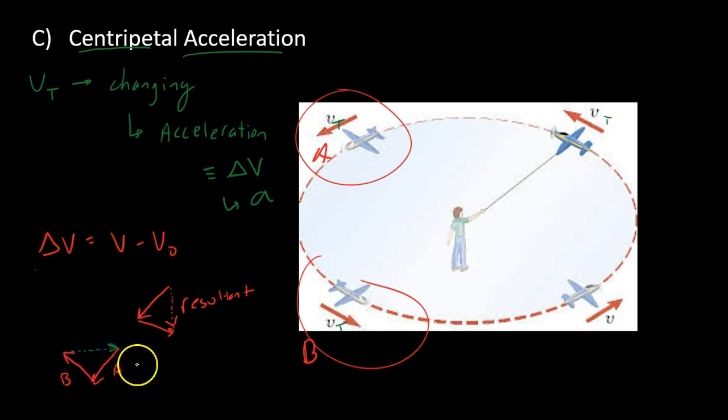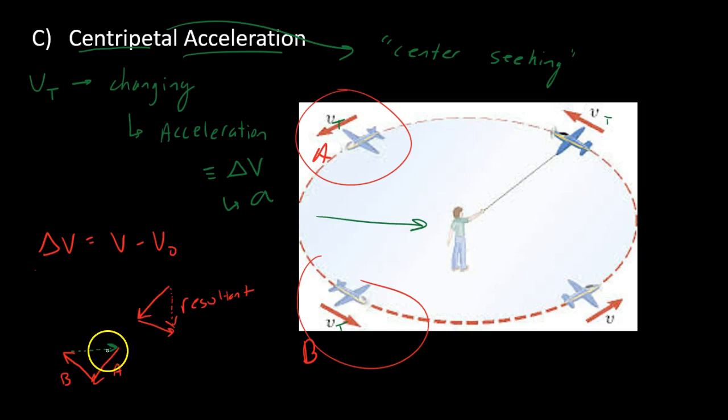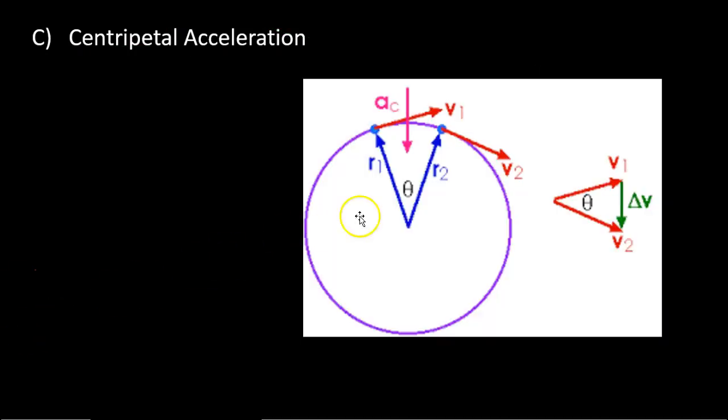I then connect. The word centripetal means center seeking. And this is why it's called centripetal acceleration. What direction is that change in velocity? It's towards the center of my circle. The objects are accelerating, and it's a little weird. The accelerations are always towards the center of the circle.